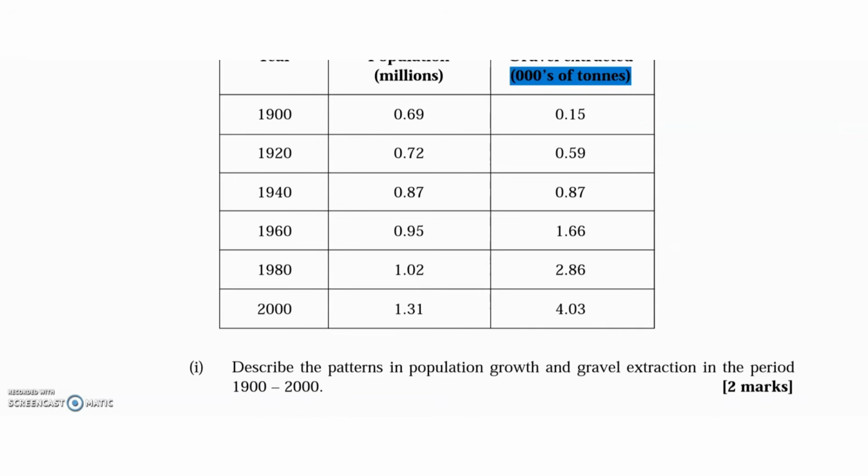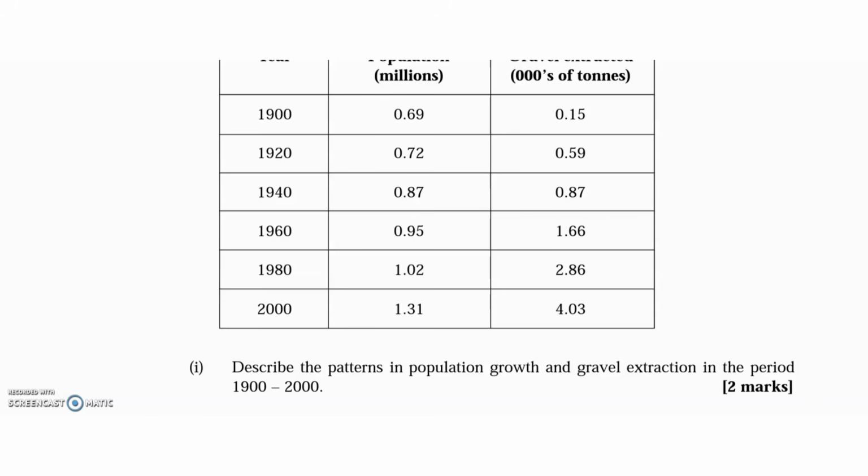Quickly, describe the pattern of population growth and gravel extraction in the period of the year 1900 to the year 2000. What we can observe is that population increased progressively from the 1900s all the way down to the year 2000. The same thing was associated with gravel extraction. So both the population and gravel extraction increased progressively with time from 1900 to 2000. There is in fact a direct positive correlation between both parameters, population and gravel extraction.